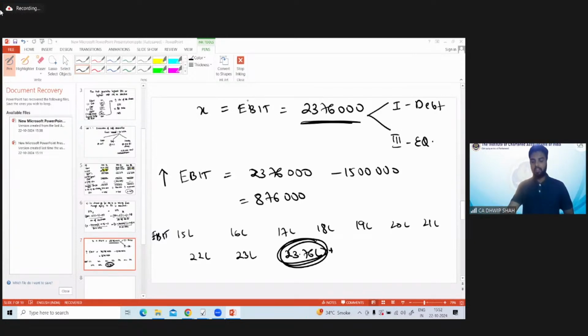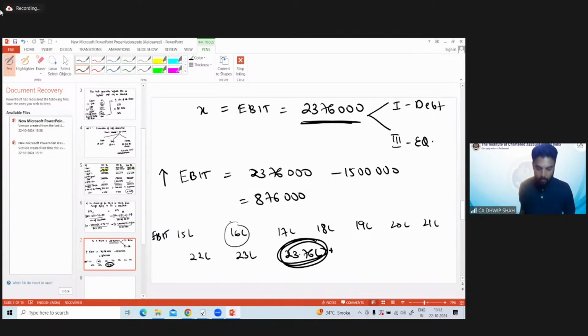So I have to increase my company's EBIT by minimum of 8,76,000 if I want to think of the second best alternative. अगर मुझे second alternative के बारे में सोचना है, तो एज अ फाइनेंशियल मैनेजर पहले मुझे 8,76,000 से मेरा EBIT बढ़ाना पड़ेगा. तब जाके मैं सोच सकता हूं. तब तक तो मैं सोच भी नहीं सकता.